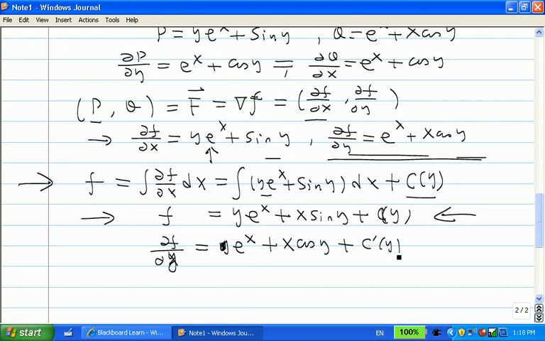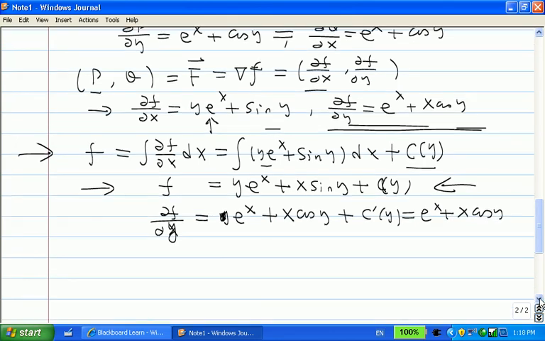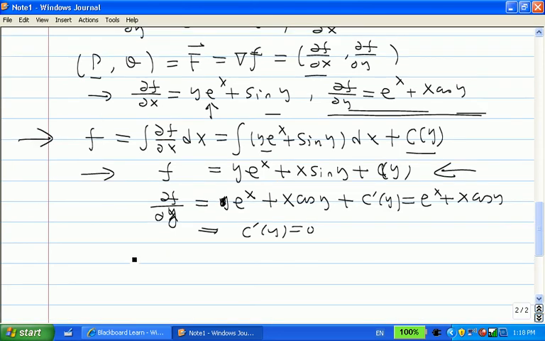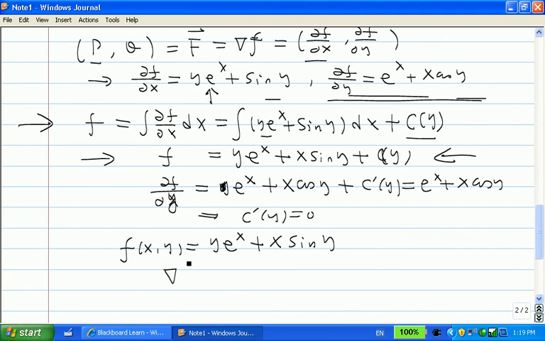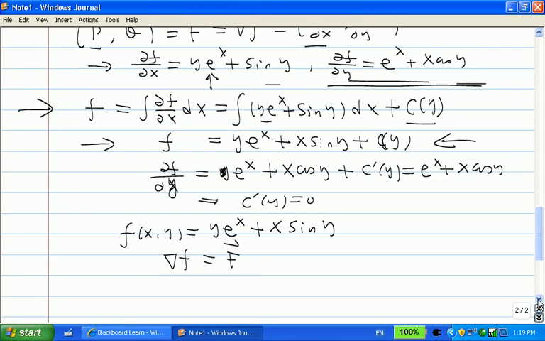Okay. We want this one to make the second equation satisfied. What is the second equation? Partial f partial y equal to e to the x plus x cosine y. So this implies c prime of y equal to 0. Okay. Therefore, it's not hard to see if I choose my f(x,y) equal to y e to the x plus x sine y, then this will be the right function. Check that. Okay, I want you to check that gradient f would give you capital F. Then we're done.